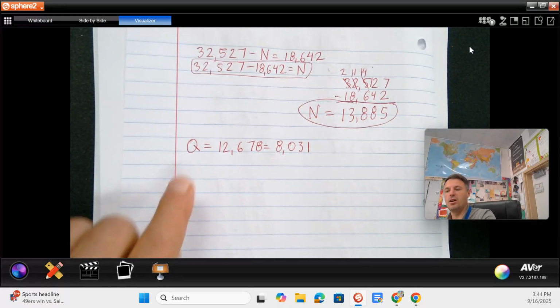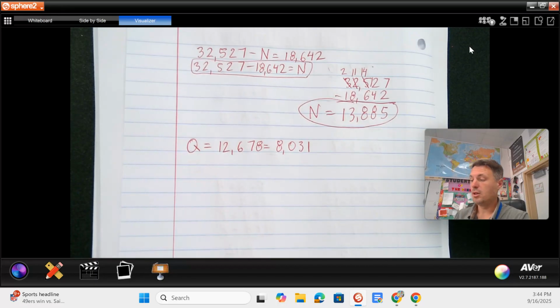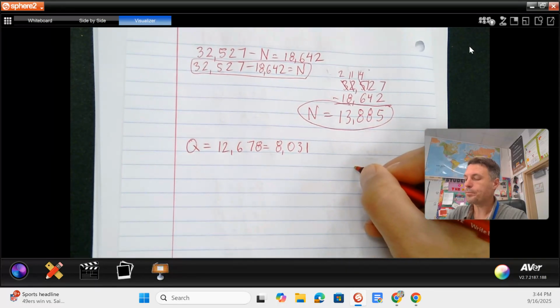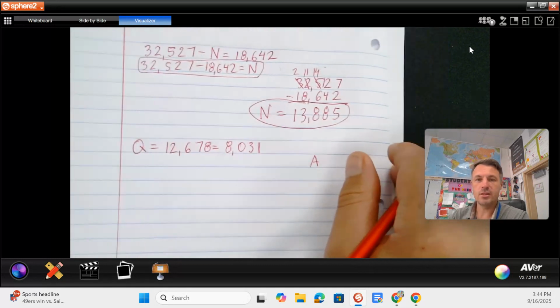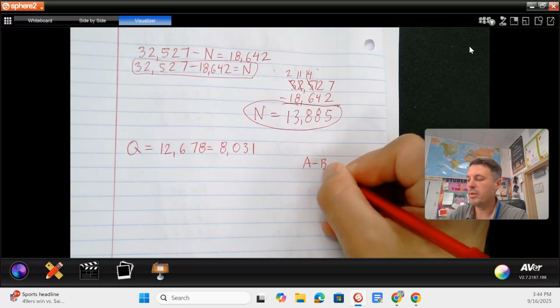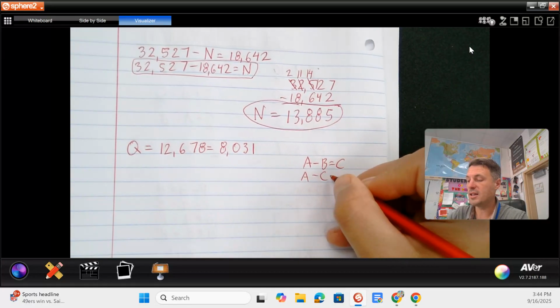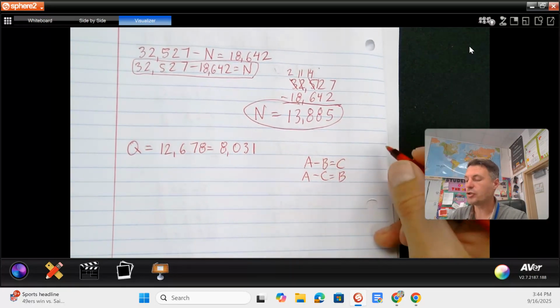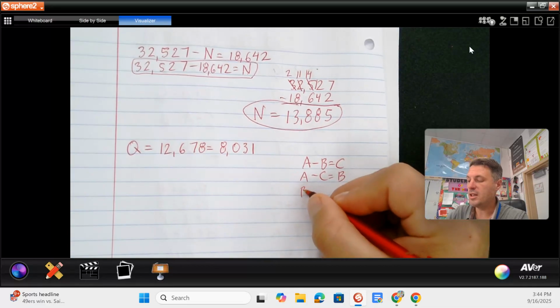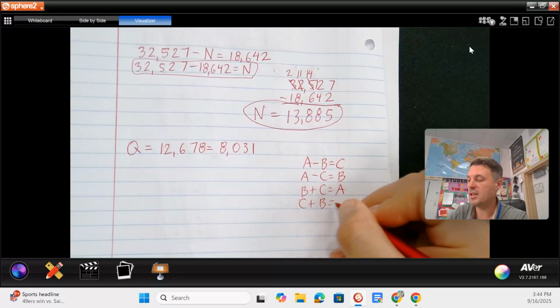Okay, it might seem hard to find out what that Q is, but it's really not if you use fact families. Remember the pattern. In fact, I'm going to draw the pattern again. It can be different letters every time. It doesn't always have to be the same letters. It's just the pattern always stays the same. So A minus B equals C. If that's true, A minus C equals B. If that's true, B plus C equals A. And if that's true, C plus B equals A.